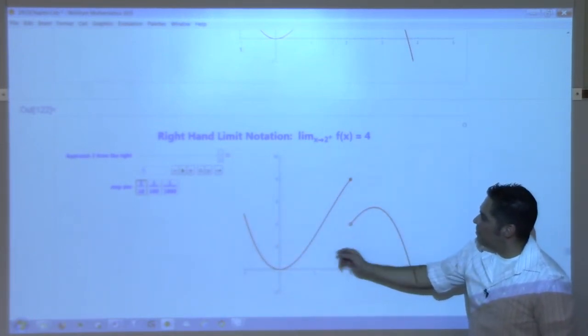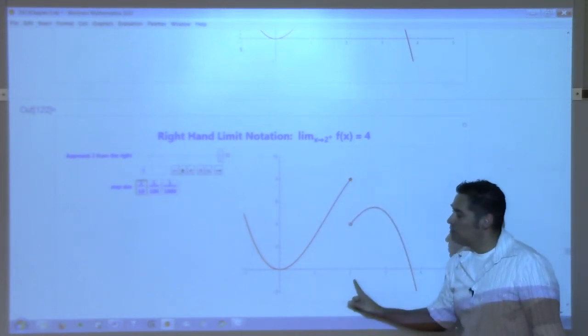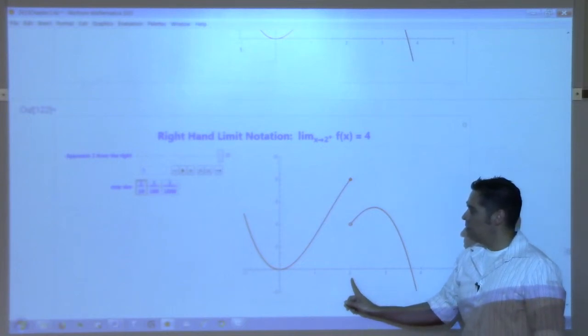The limit of this from the left is 8, from the right is 4, and what's happening at 2? What's f of 2? 8.